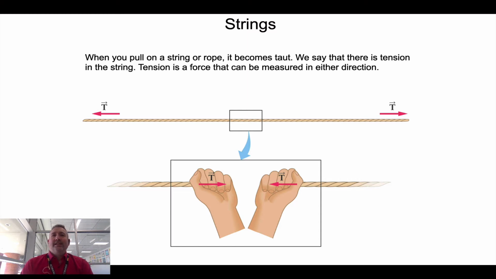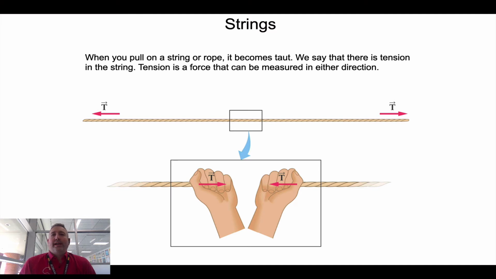Now, tension is a force that acts in both directions equally. So if I have a string with a tension of 10 newtons, it's not that I have 5 newtons in that direction and 5 newtons in that direction. It's 10 newtons in that direction, 10 newtons in that direction. So if I were to put a force gauge in the string, it would just read 10 newtons in both directions. So that string can be used to convey one force from one object to another. And that tension is a form of force.